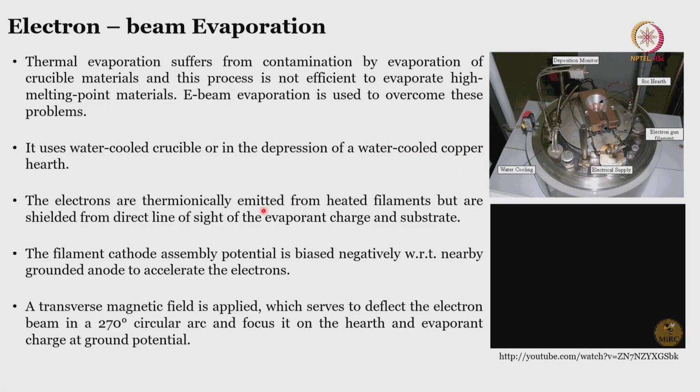The electron beams are thermionically emitted from heated filaments, but are shielded from direct line of sight of the evaporant charge and the substrate. The filament, which is a cathode assembly, is biased negatively with respect to a nearby grounded anode. And finally, a transverse magnetic field is applied, which serves to deflect the electron beam in a 270-degree circular arc, and it focuses onto the evaporant charge at ground potential.